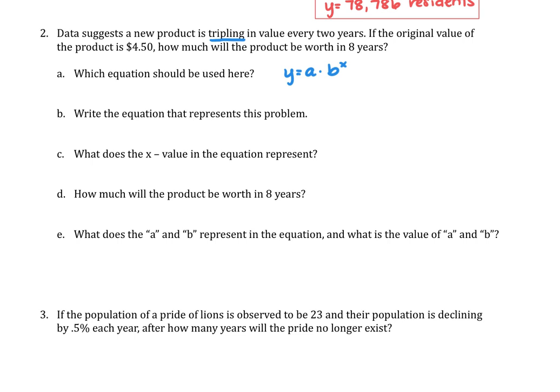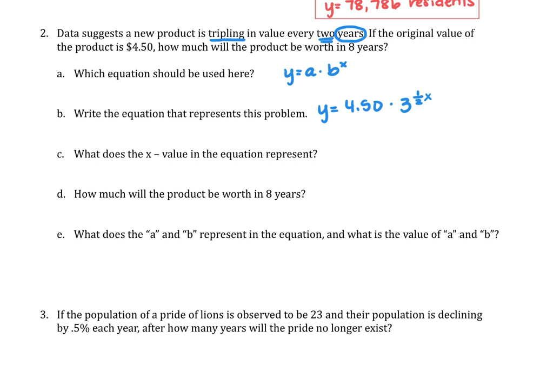Now we're going to write the equation that represents this problem. I'm going to start first with my starting value, which I start with $4.50, times my rate of change, which is tripling. So that would be a 3 every 2 years. Years is going to be my unit of measure. And since it happens every 2, it's happening 1 out of 2 years. And we don't know how many years, so I'm going to leave that as an X.